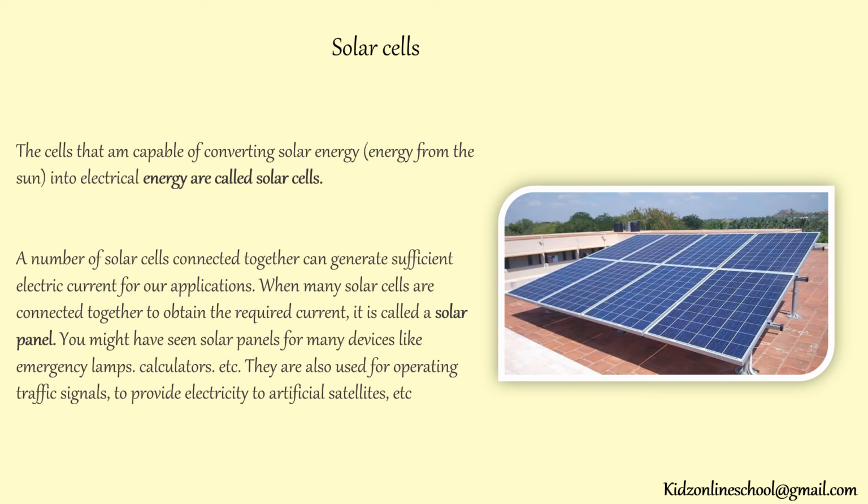Solar cells. The cells that are capable of converting solar energy into electrical energy are called solar cells. A number of solar cells connected together can generate sufficient electric current for our applications. When many solar cells are connected together to obtain the required current, it is called a solar panel.